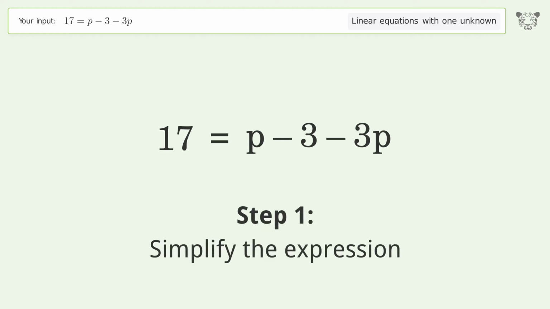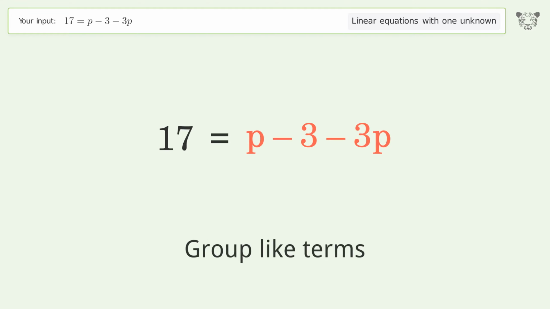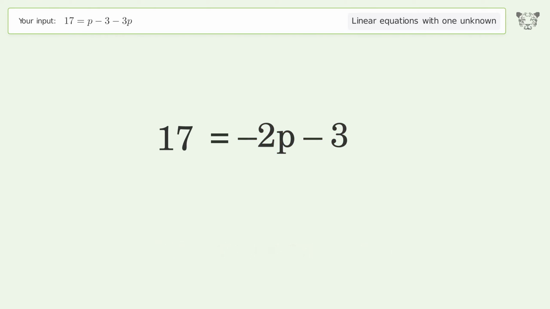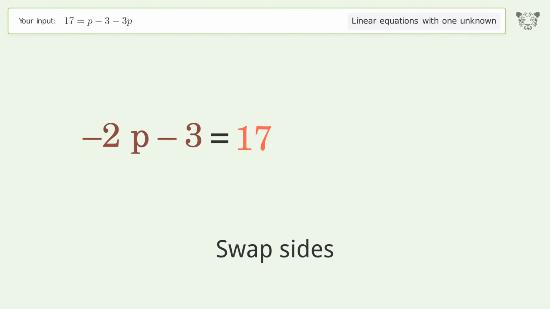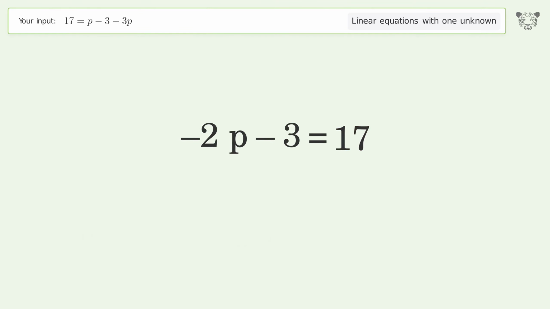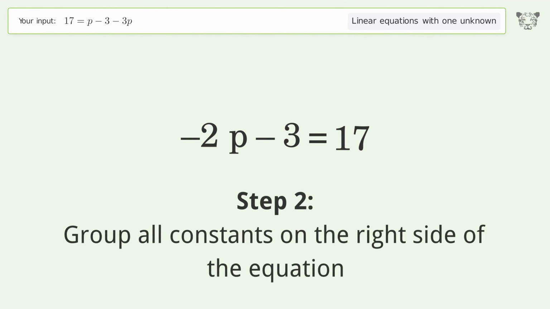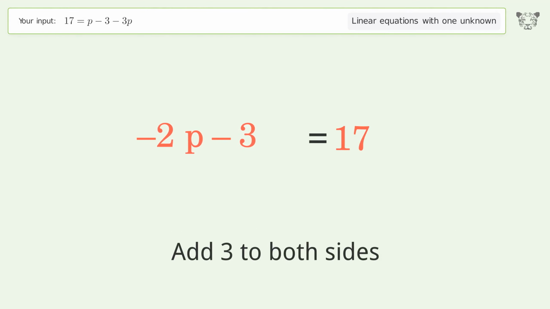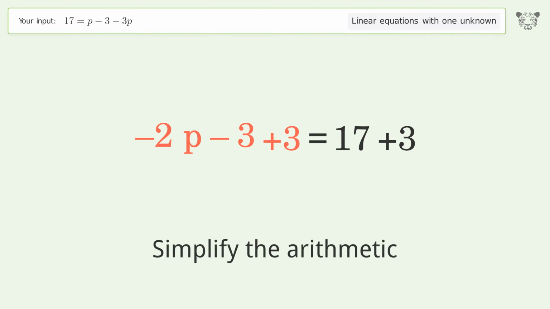Simplify the expression. Group like terms. Simplify the arithmetic. Swap sides. Group all constants on the right side of the equation. Add 3 to both sides. Simplify the arithmetic.